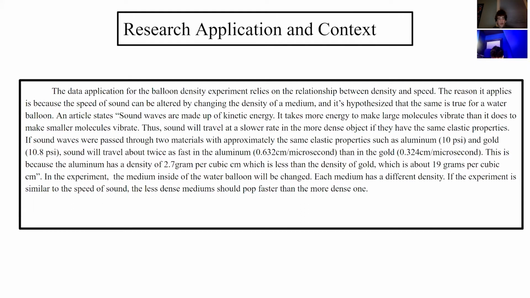If sound waves were passed through two materials with approximately the same elastic properties, such as aluminum and gold, sound will travel about twice as fast in the aluminum than the gold. This is because the aluminum has a density of 2.7 grams per cubic centimeter, which is less than the density of gold, which is about 19 grams per cubic centimeter. In the experiment, the medium inside of the water balloon will be changed. Each medium has a different density. If the experiment is similar to the speed of sound, the less dense medium should pop faster than the more dense ones.